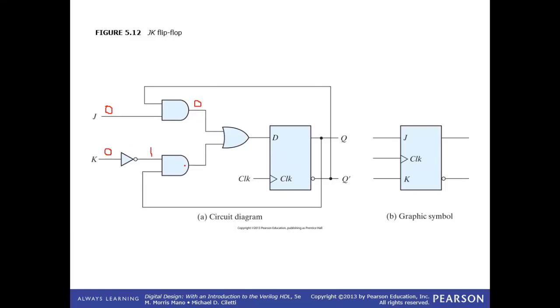What happens at the output of this AND gate? It depends on Q, because this is the Q that is being passed on to this input, and whatever the Q is, if Q is 0, the output would be equal to 0. If Q is 1, the output would be equal to 1. What would be the output of this OR gate?